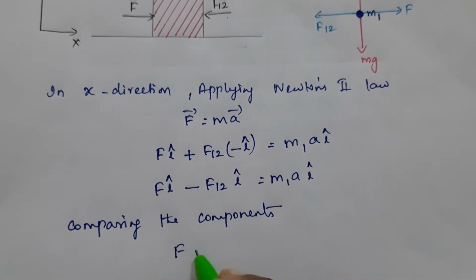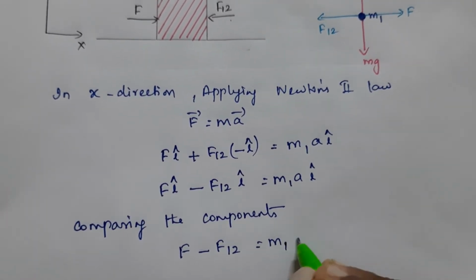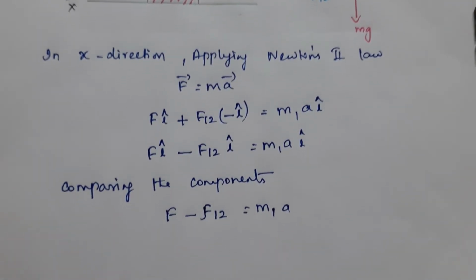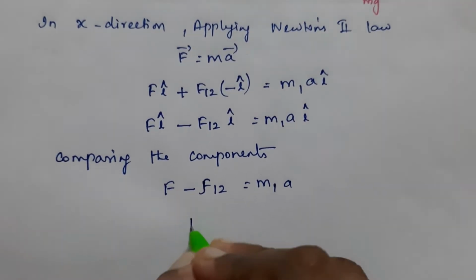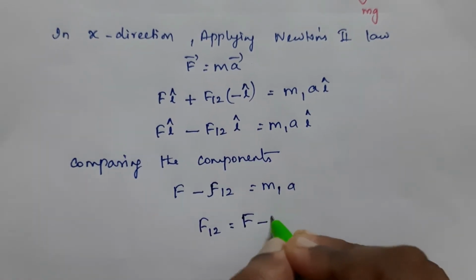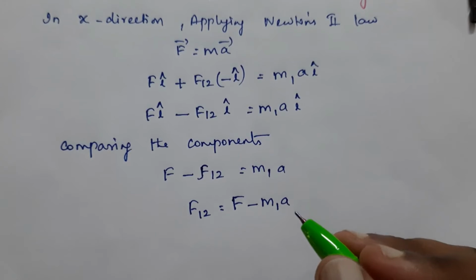Okay, we can write f minus f12 is equal to m1a vector. So what is f12? F12 is equal to f minus m1a.